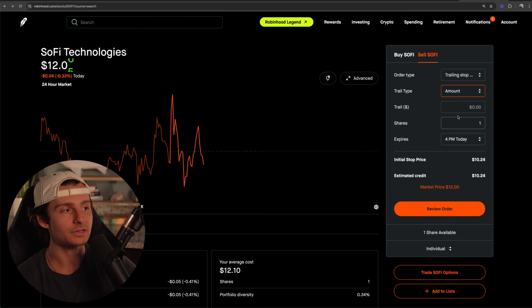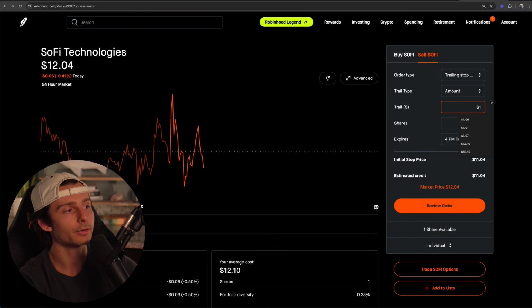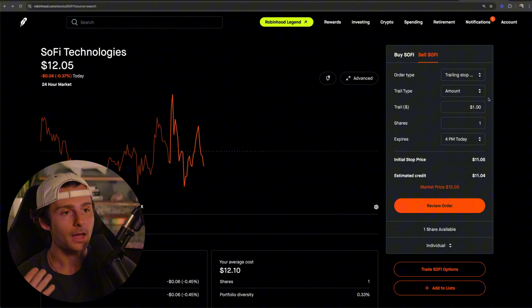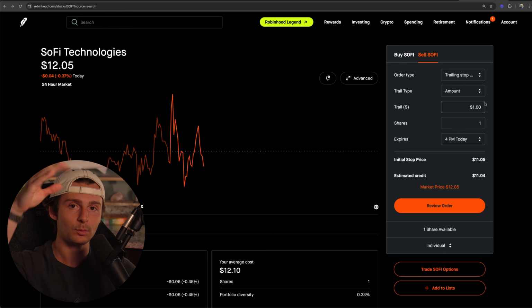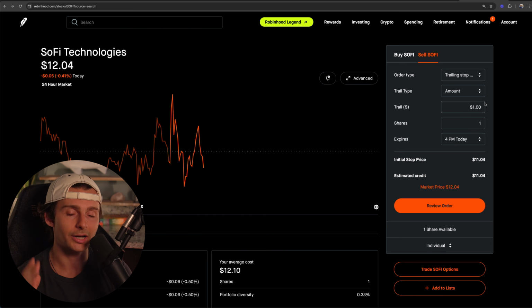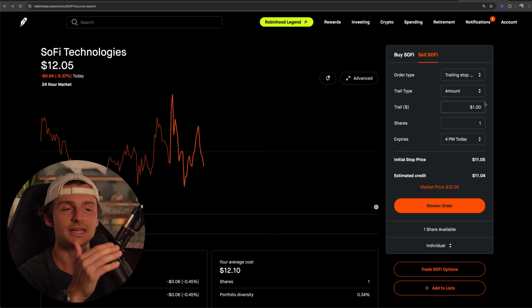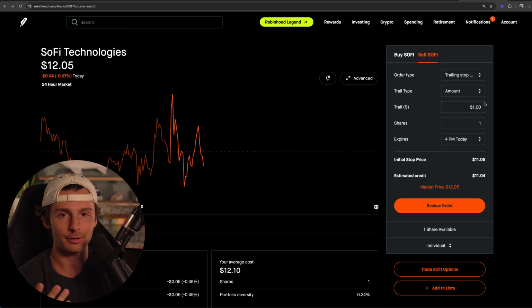Or if I went with a dollar amount, I could set this to $1 and say, okay, if SoFi doesn't fall by $1, I'm good, but inevitably it probably will. Like it'll go up at some point and then it will come back down. Now let's say it goes straight up from here and SoFi goes to $13, $14, and $15 without having any big pullbacks down about $1.